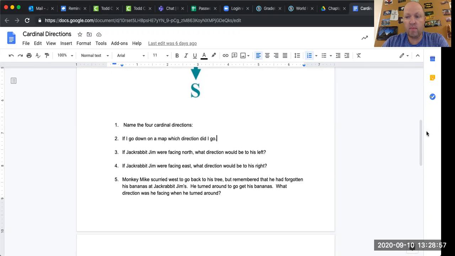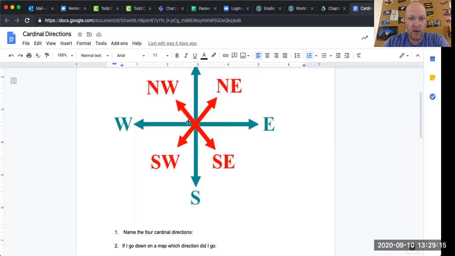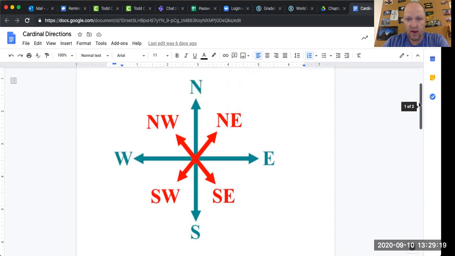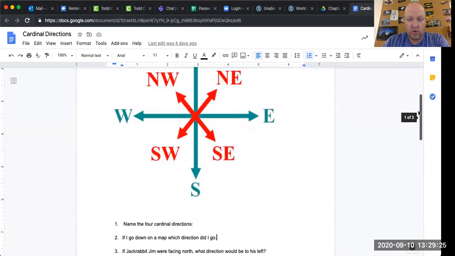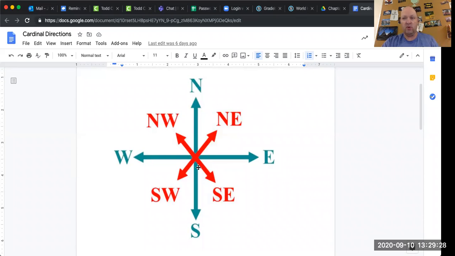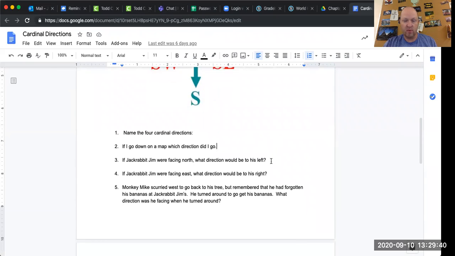Now remember, some of these you're going to be pretending that you're a rabbit or a monkey here. If we had the regular version, you'd see what I'm talking about. It's a whole cartoon thing, but it doesn't translate into Google Docs, but that's all right. So for example, it says if Jackrabbit Jim were facing north. So Jackrabbit Jim's facing this way, right? He's facing north. What direction would be to his left? His left would be this way. The direction to his left would be west. So in number three, I would type west.